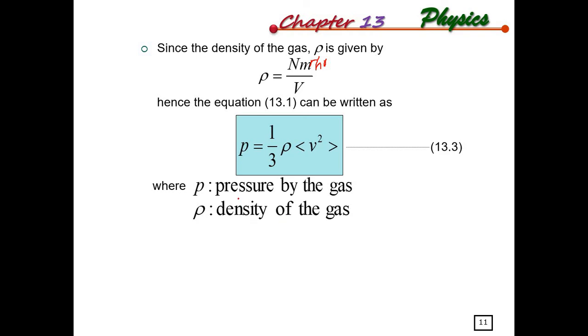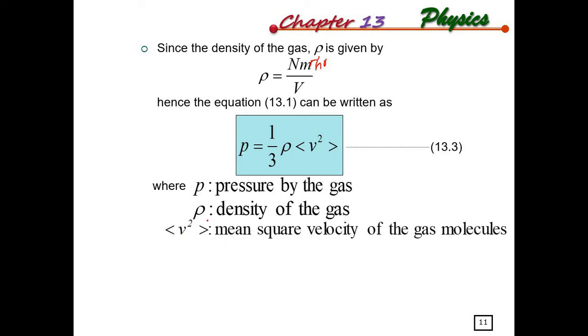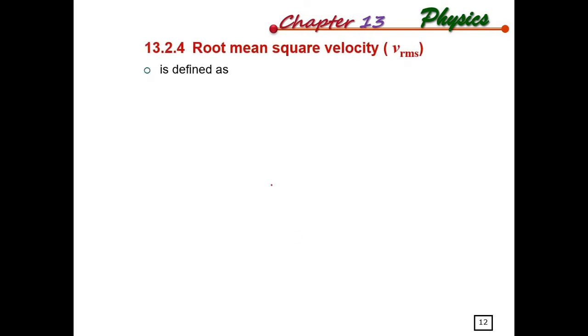Rho, then P is the pressure of the gas, rho is the density of the gas, and here is the mean square velocity of the gas molecules in the container. The third one, we will look at the root mean square velocity, VRMS, which is defined as VRMS equals the square root of the mean square velocity.